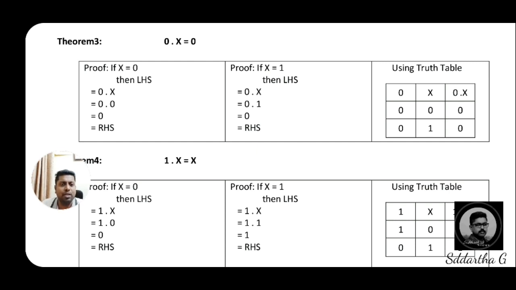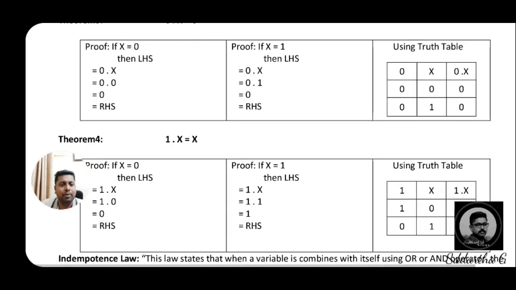In the truth table, same expression, 0 and x are the two inputs, and 0 into x will be the expression. Once you apply x is equal to 0 and x is equal to 1, if you observe the right side expression, both results of this particular theorem are also 0.